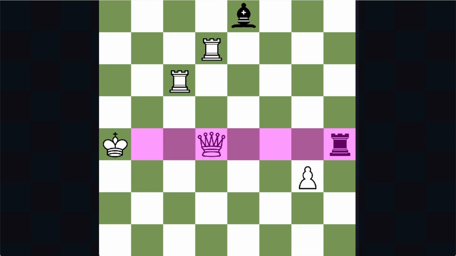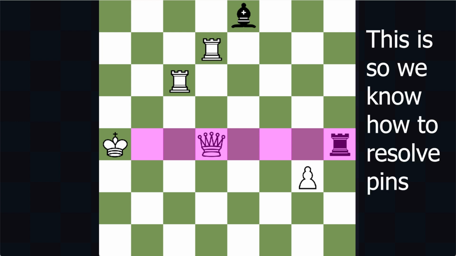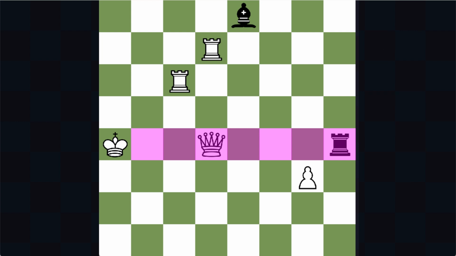Okay, so now that we have that, we need to do a similar thing for the check and find out the line and direction which the piece is being pinned, which actually has another clever strategy.